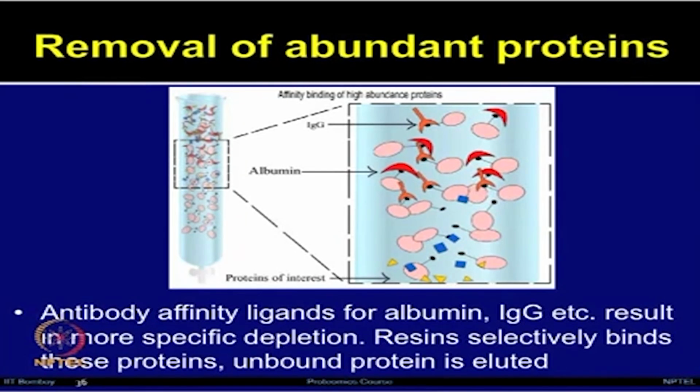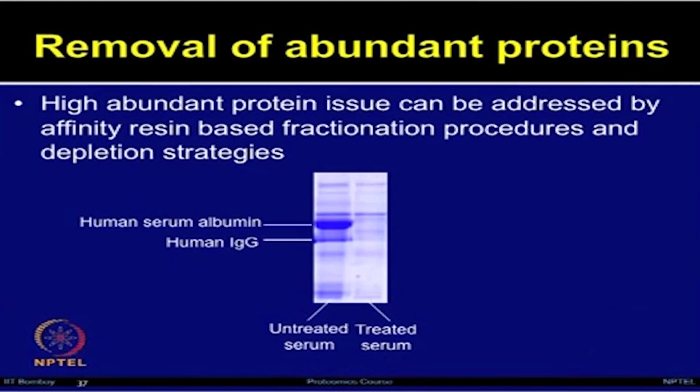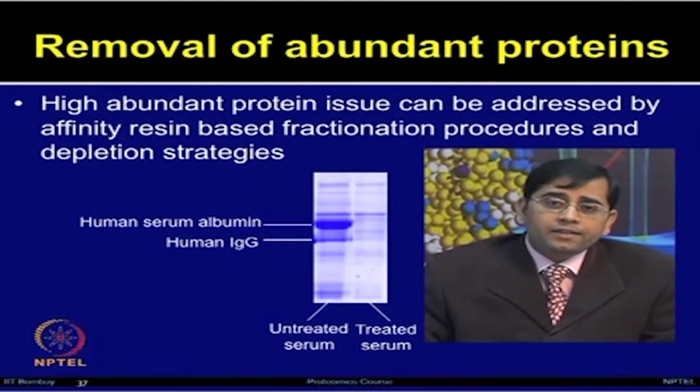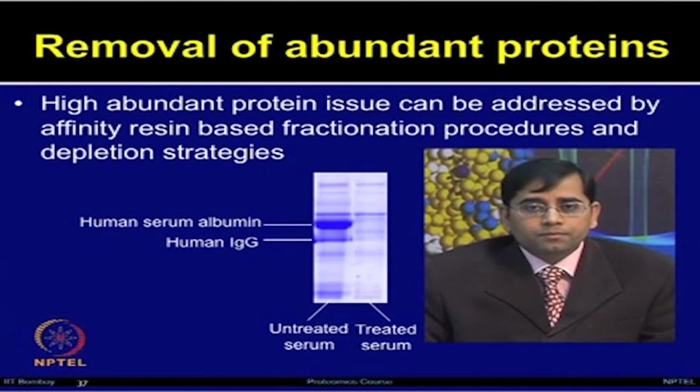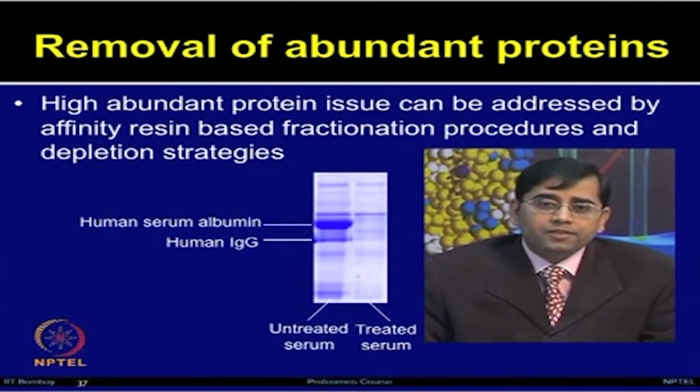The antibody affinity ligands are used for albumin, IgG and other abundant proteins, and it results in very specific depletion. These resins can selectively bind to these proteins, and unbound proteins can be eluted in suitable buffer. By applying the affinity reagent based fractionation method and different types of depletion strategies, one can get rid of the high abundant proteins as shown in this image of LDS-PAGE gel.